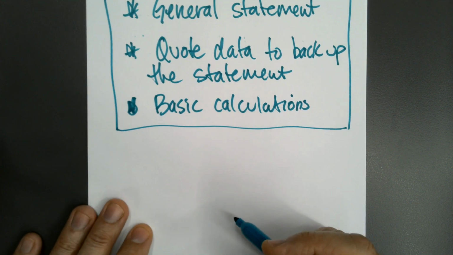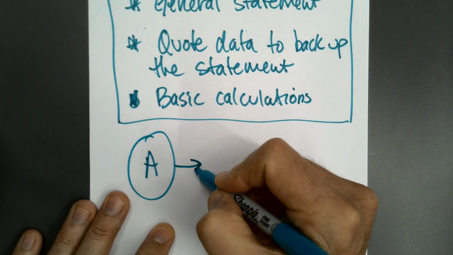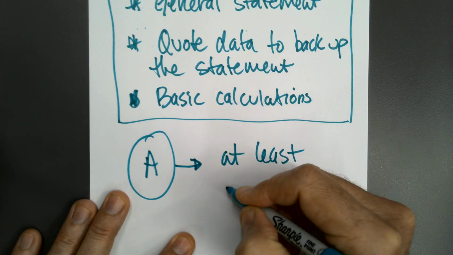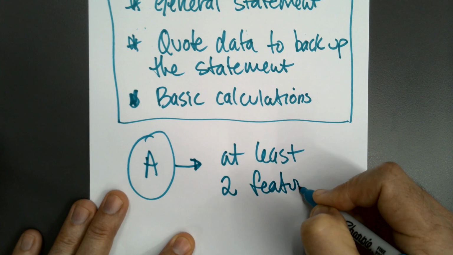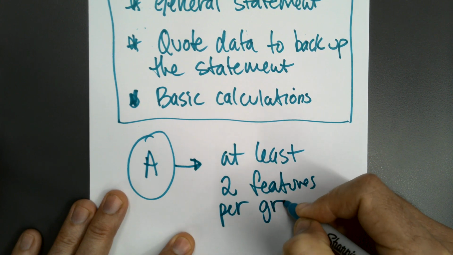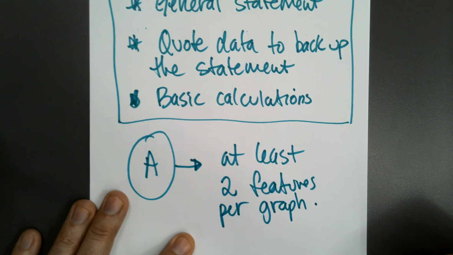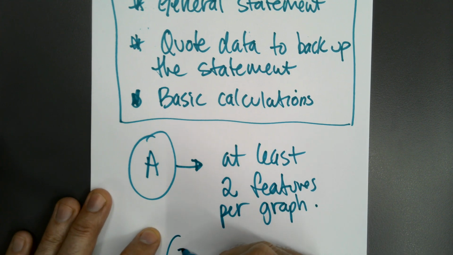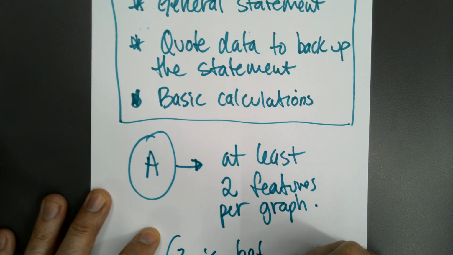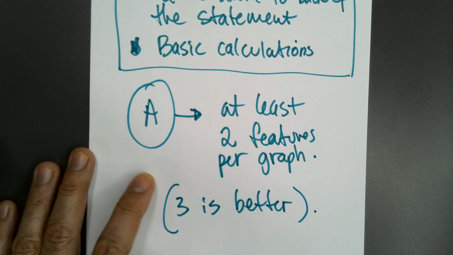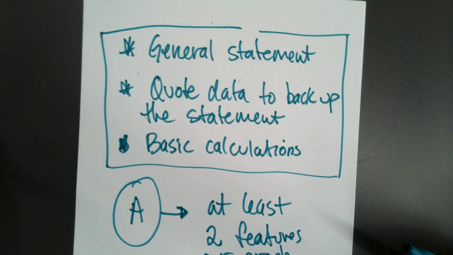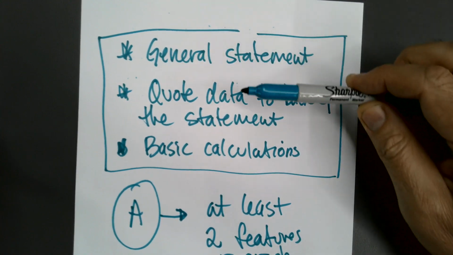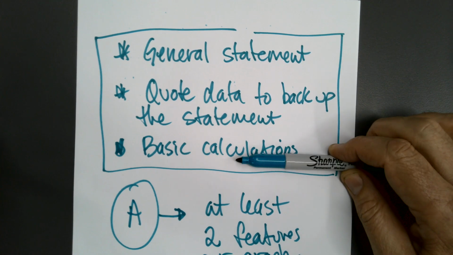So if you want to get an A, probably aim for at least 2 features per graph. 3 would be better, quite frankly. Doing 2 features really well, with plenty of detail. 3 is better. If you can find 3 features of your graph, that is A-worthy. But at the very least, you're just doing these 3 things for every feature, same steps, and that is how you analyze a graph.